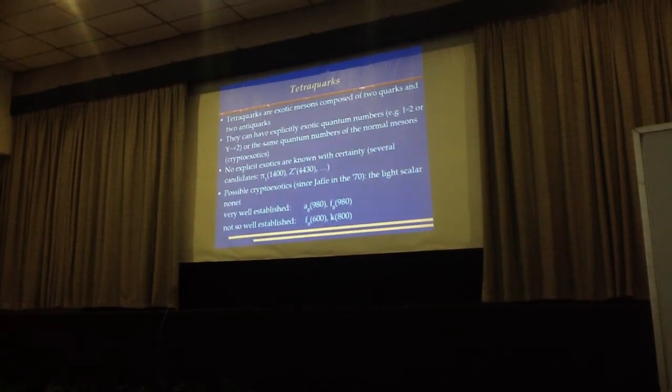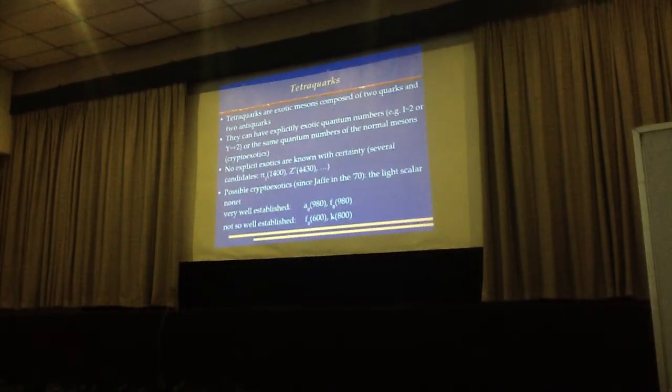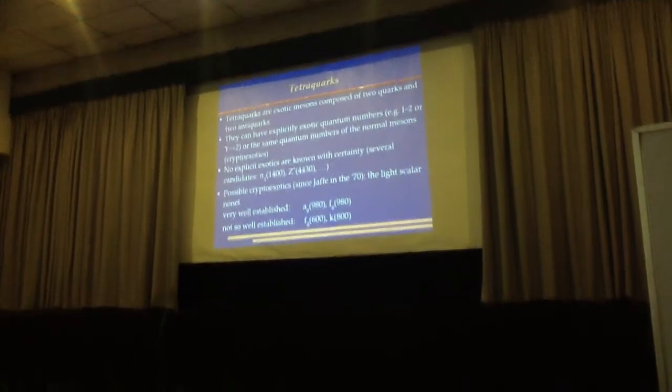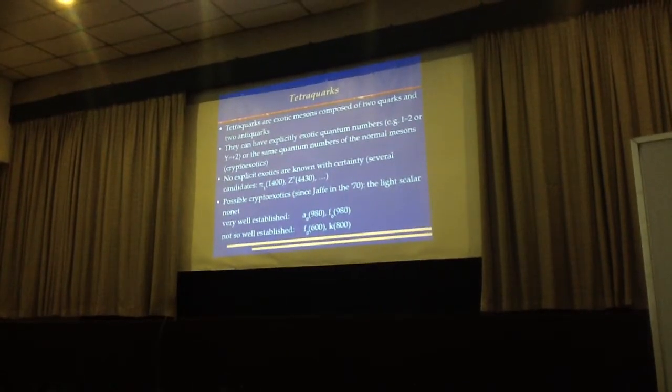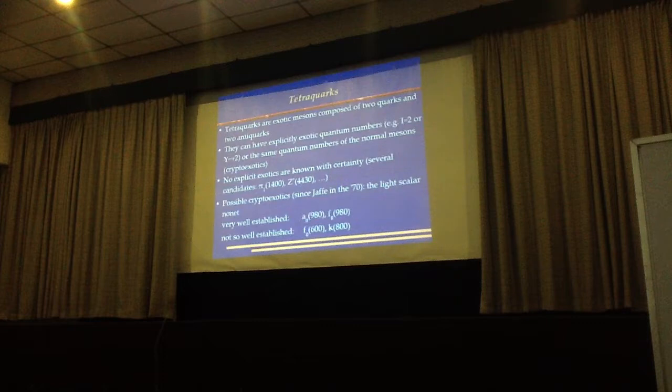Okay, so now we start describing the tetraquarks. What are tetraquarks? Tetraquarks are exotic mesons composed of 2 quarks and 2 antiquarks. They can have either explicitly exotic quantum numbers, for example, isospin equal to 2 or hypercharge equal to plus 2. Or they can have, more commonly, the same quantum numbers as the normal mesons. In this case, they are called cryptoexotics.